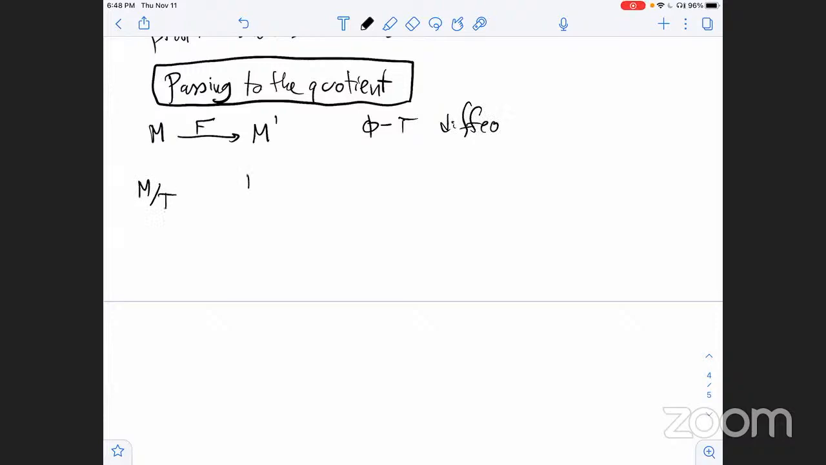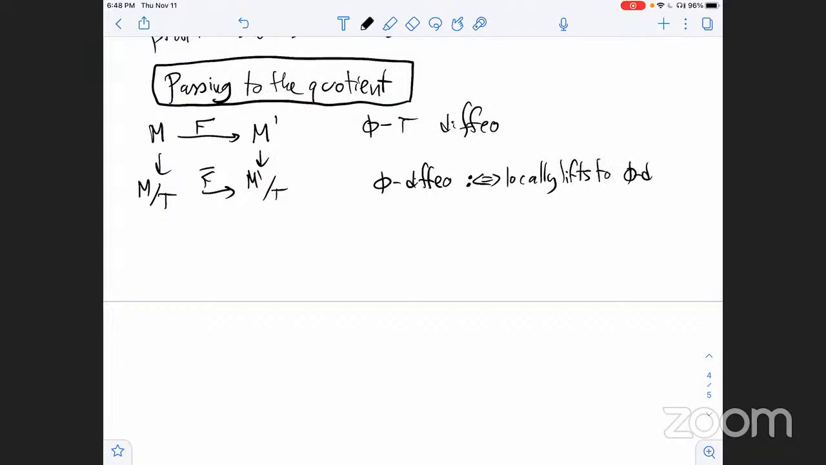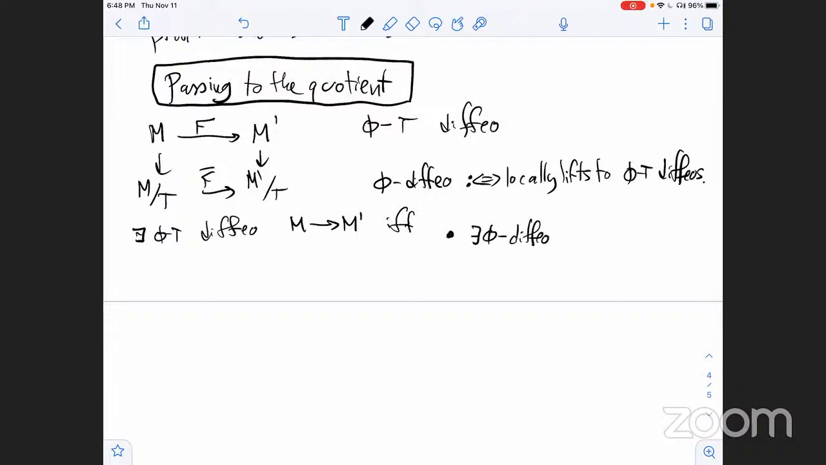And we take the geometric quotients. Downstairs, we have a map phi bar. More generally, a map between quotients we call a phi diffeomorphism if it locally lifts to phi-T diffeomorphisms. Then here comes the claim. The claim is that there exists a phi-T diffeomorphism between two given Hamiltonian T manifolds if and only if there exists a phi diffeomorphism between their quotients and they have the same Duistermaat-Heckman measure. Here we care about the slope, because the slope will remember the twistedness of M over the geometric quotient M mod T.